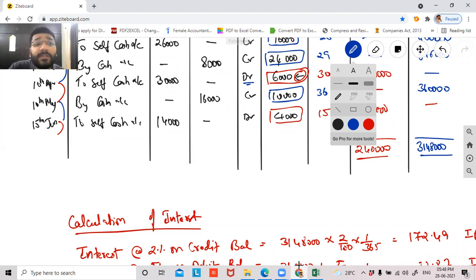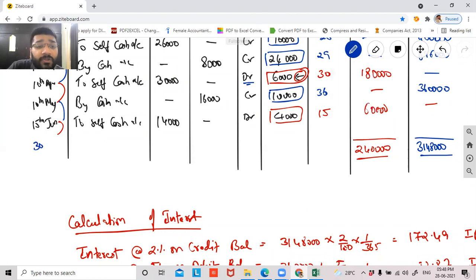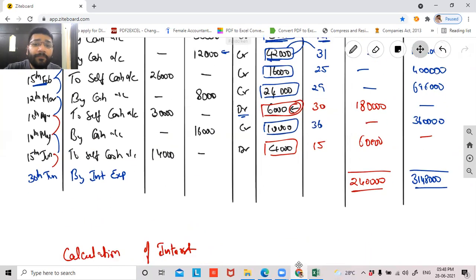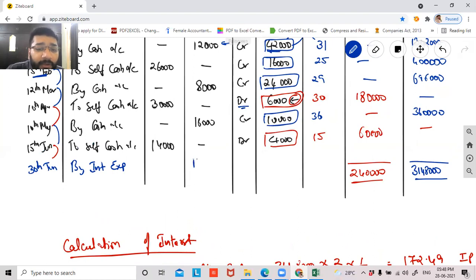So this interest is paid on 30th of June, guys. So on 30th of June, can I say by interest expense? Because for bank, this 140 rupees is expense. So it has to pay to the customer. So 140 rupees, I'll put in the credit column, guys. We have to pay to the customer.